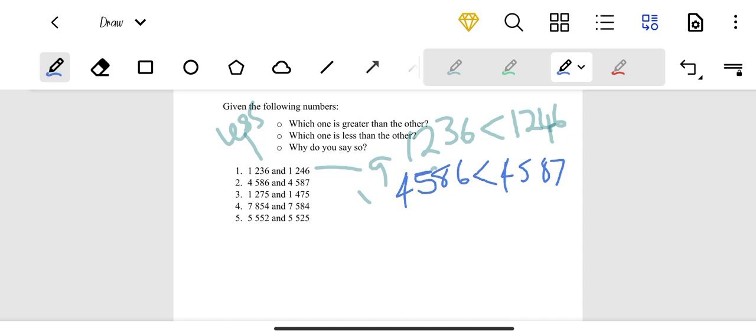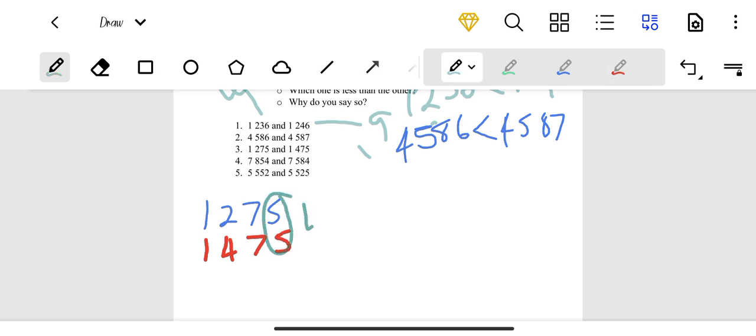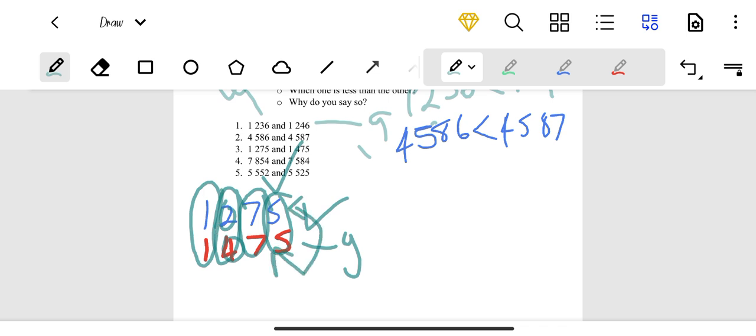Number 3 is here: 1, 2, 7, 5 and 1, 4, 7, 5. So let me put it here. So it's 1, 2, 7, 5 and 1, 4, 7, 5. What do I do? I check the units. They are equal. The tens, they are equal. The hundreds, this one is bigger, that one is smaller. So we can agree that that one is still greater. And then the last part is 1 and 1. They are all equal. So it means that that one is greater than that other one.